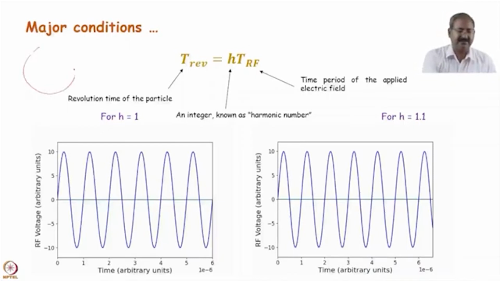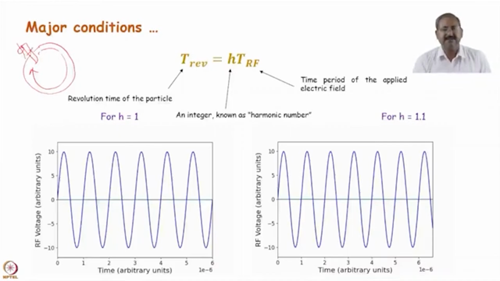Suppose this is an orbit, the particle is revolving in this direction, and there is a cavity. Suppose there is a phase phi of the RF field when the particle just crosses the cavity. If the particle's revolution time is an integer multiple of the time period of the RF radio frequency field which we are applying in the cavity, then the particle will see the same phase again on traversing through the cavity. It means the phase will not change, and each time it will get energy because it is the correct phase in which the particle can get acceleration.